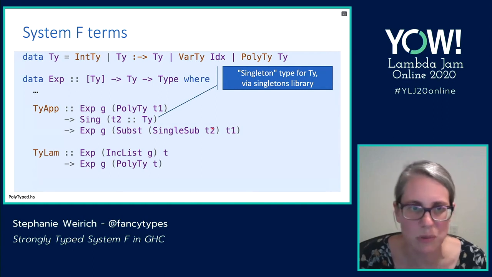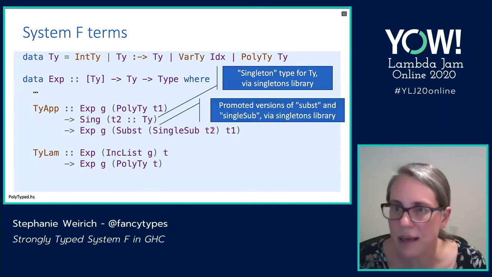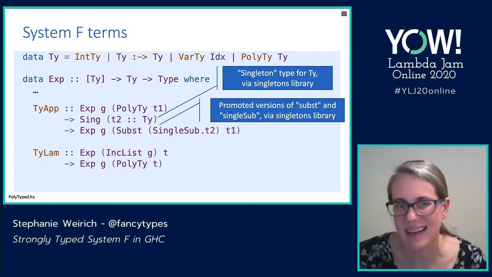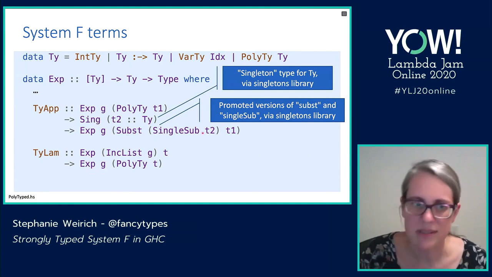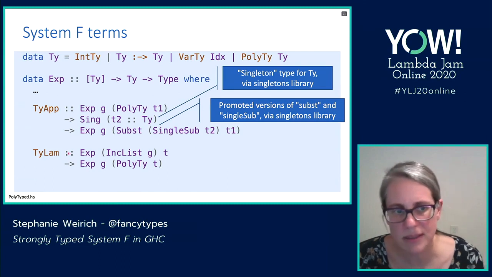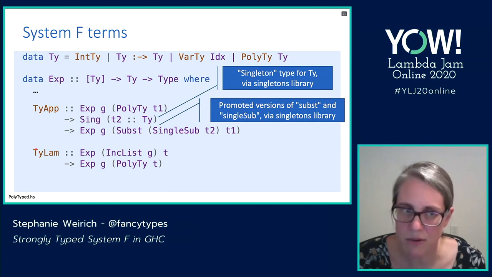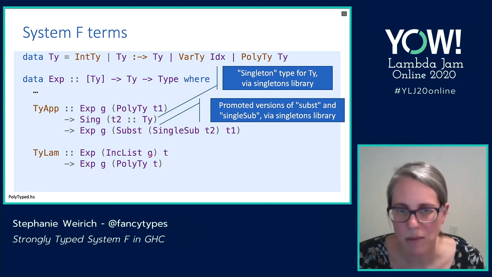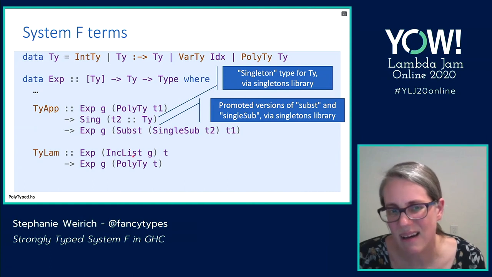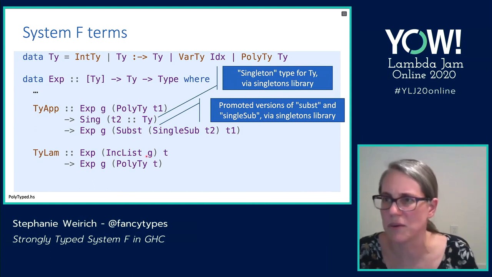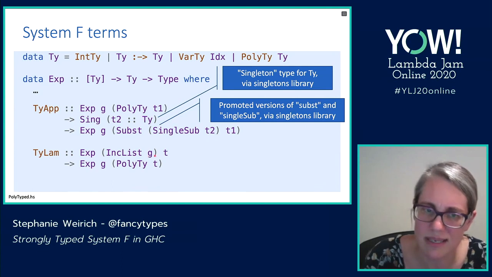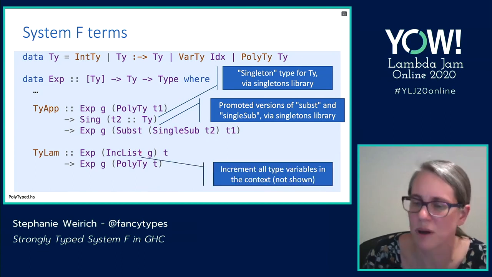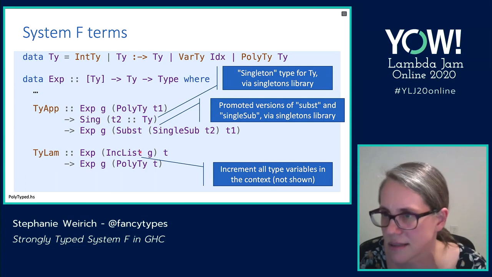All right, so singletons gives me that, and it gives me promoted versions of these operations that I need to use in these types. The same thing, we need similar things in a lambda expression. So if we're trying to do a type abstraction, if we want to create a term that has a polymorphic type, well, the body of that polymorphic type has to type check in a context where we've incremented all the type variables. And I haven't really said what this incList operation is. It's another very simple operation that I've defined via the singletons library.